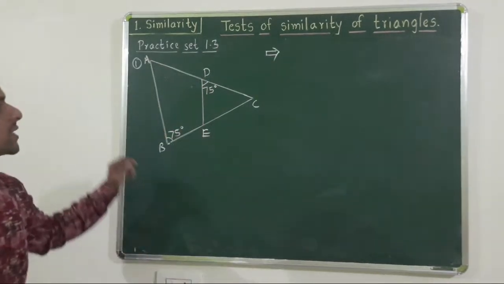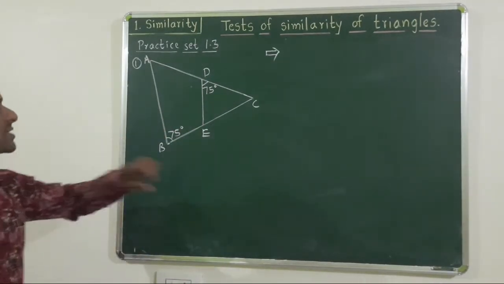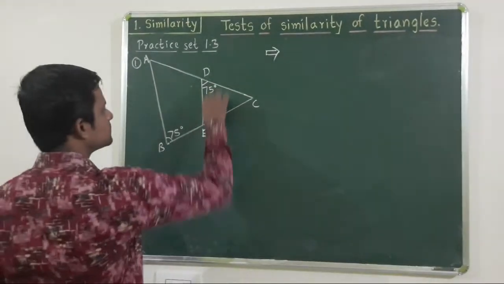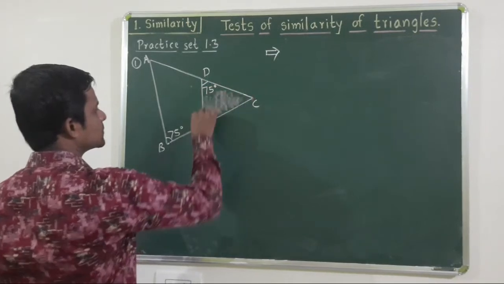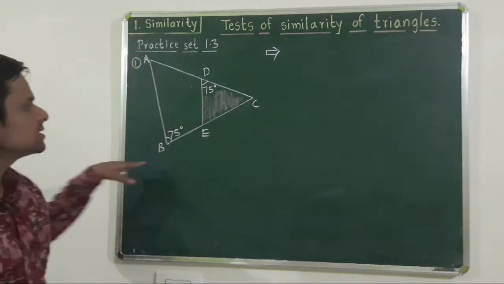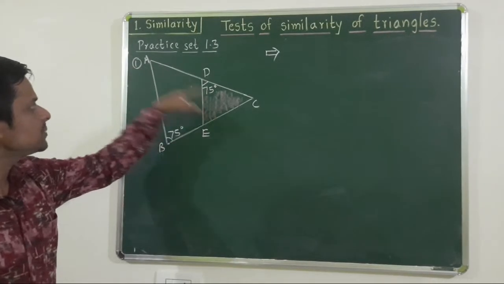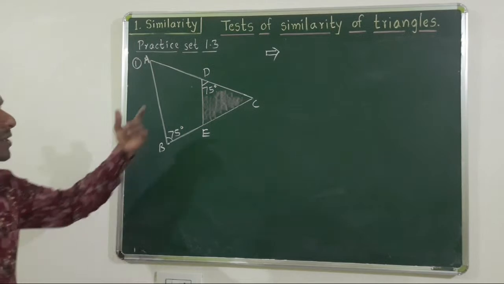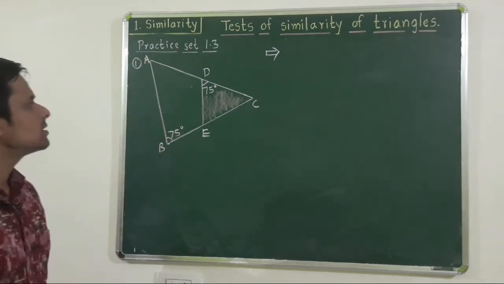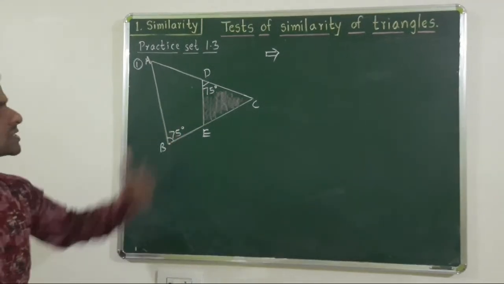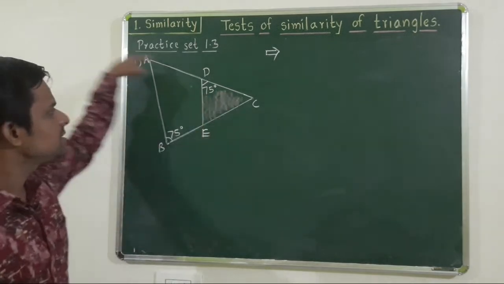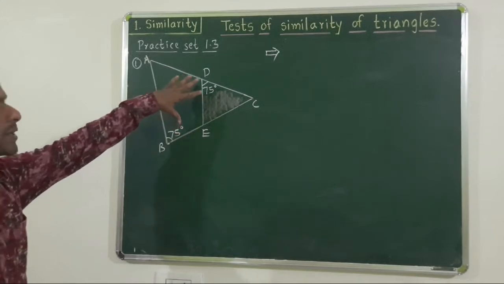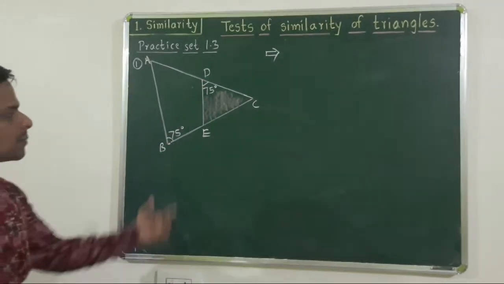Now in this diagram we can see two triangles, that is triangle CDE, this one, and the bigger triangle CBA, this bigger triangle. We have to check whether these two triangles are similar or not. It is not given. Now what is given? Only about angles is given, nothing about sides is given.